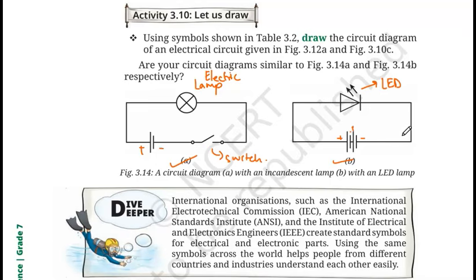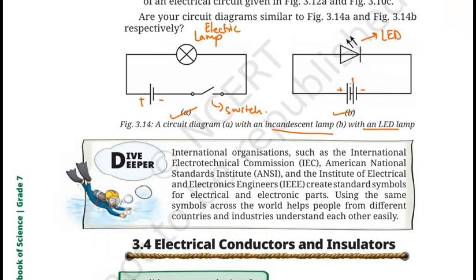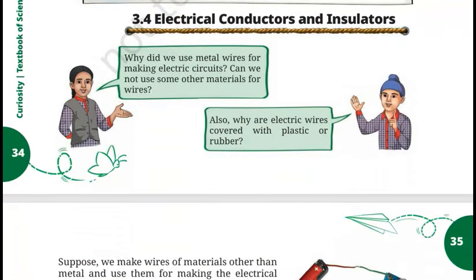Here we are not using a switch. We can use a switch though. There is no problem using a switch. So here we have two figures: a circuit diagram with an incandescent lamp and with an LED lamp. All right. Now we have learned all of it.